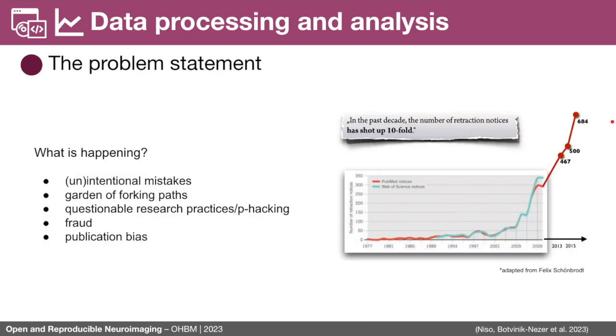So what is happening regarding all of these things? There are, of course, unintentional mistakes, the garden of forking paths because of all of these different options to run data processing analysis. There's, of course, questionable research practices and p-hacking. There's fraud and publication bias, all of these things, which actually led to the number of retraction notices shooting up tenfold in the past decade, as you can see here.